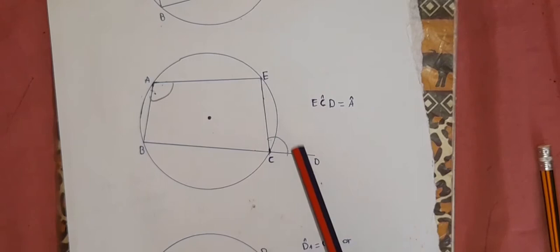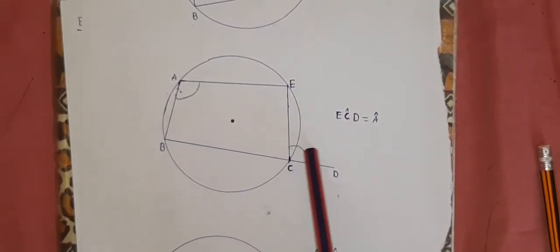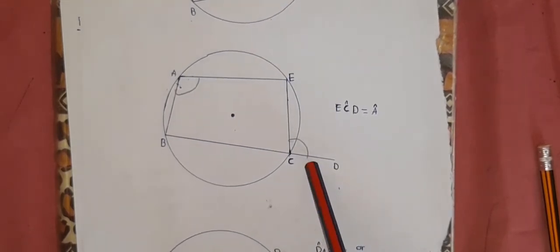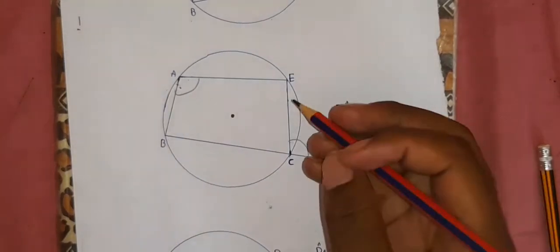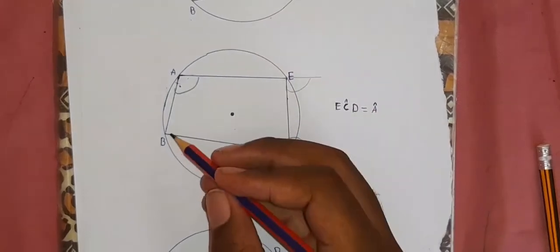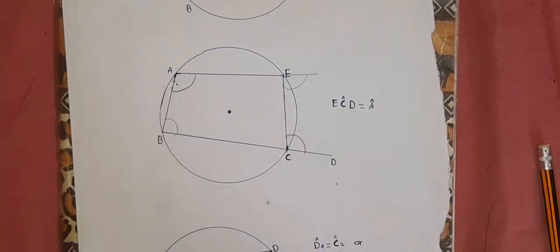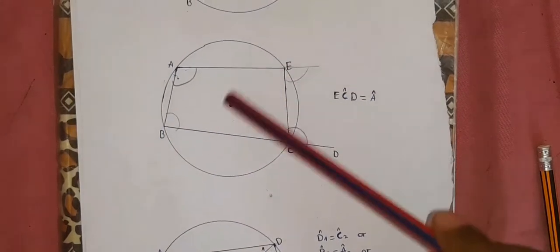This is what we say when we say it's an exterior angle of a cyclic quad. So the exterior angle of a cyclic quad is equal to the opposite interior angle. But what if the exterior angle was here? Then this angle here would have been equal to this angle over here. If you can prove that this angle is equal to this angle, then this is a cyclic quad. Or if you can prove that this angle here is equal to this angle, then this is a cyclic quad. Look out for this here.